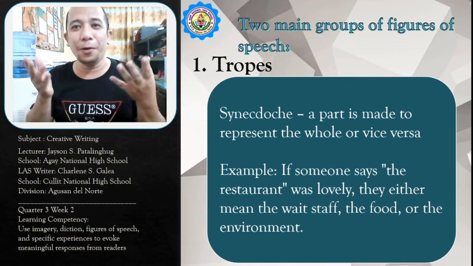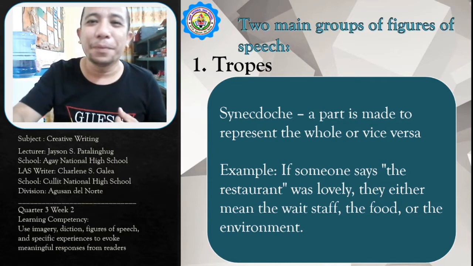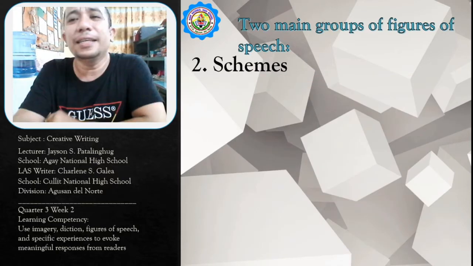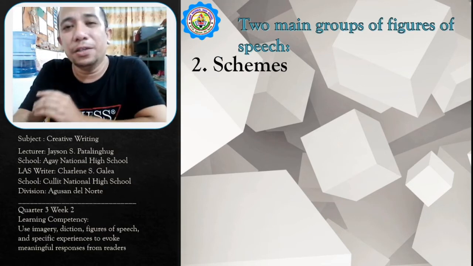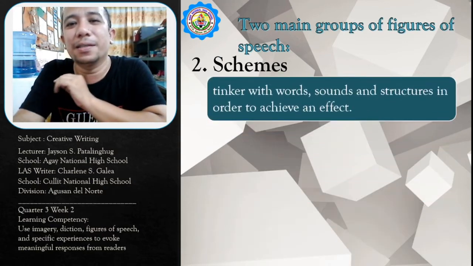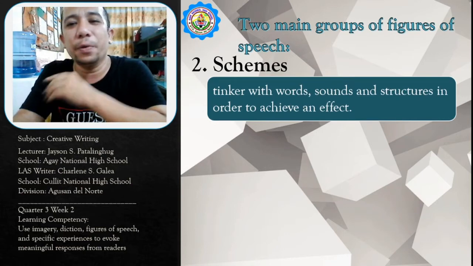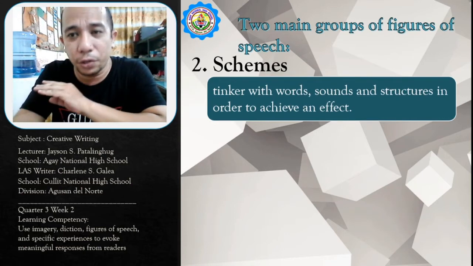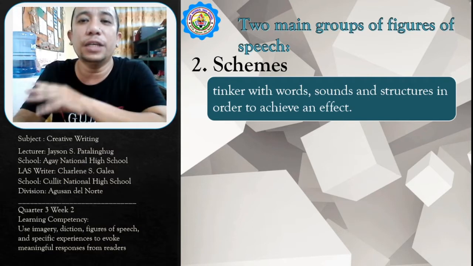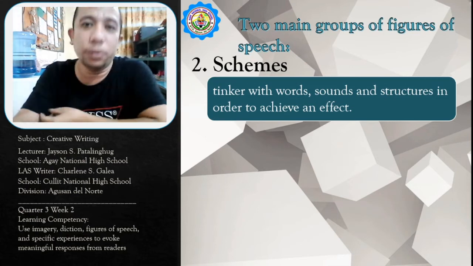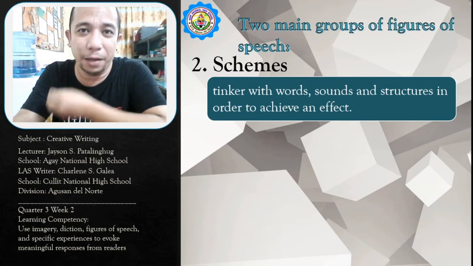Okay, again, I hope you understand that. That's what we call synecdoche. The second category of the figure of speech is called schemes. Schemes means you tinker with words, sounds, and structure in order to achieve an effect. Usually, we use schemes in poetry, when we write poems.